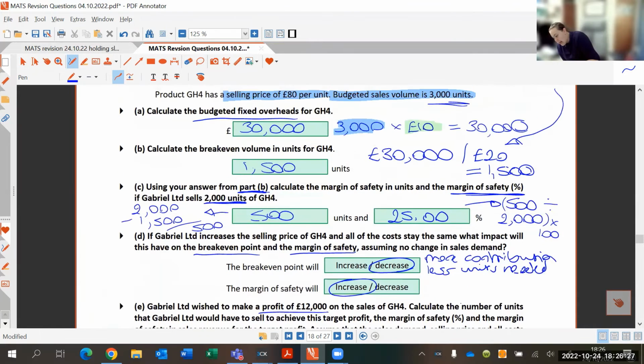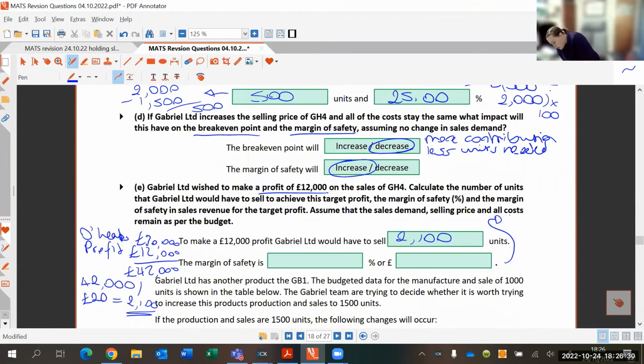So we were planning to sell 3,000 units as we had at the start. Yep. And we take off what we need to sell, which is our 2,100 units. So our margin of safety in units is now 900 units. Not a lot.